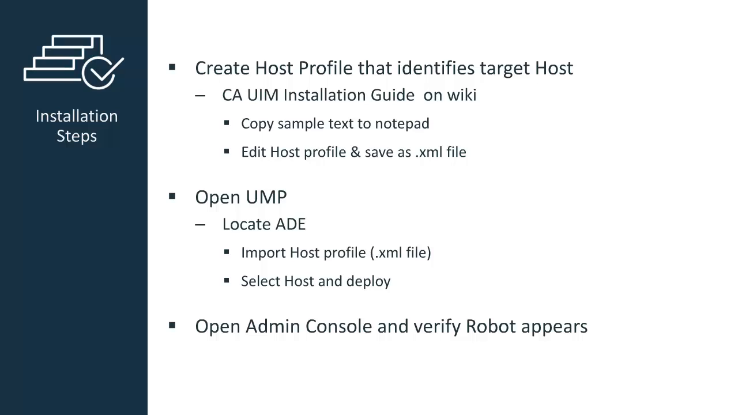To install the Linux robot using the ADE, we first need to create a host profile that identifies the target host. We'll do so using sample text that is provided in the CA UIM installation guide, found on the CA UIM wiki pages. Then we'll open the UMP and deploy the file using ADE. And then to verify, we'll open the admin console to confirm that the robot appears there.